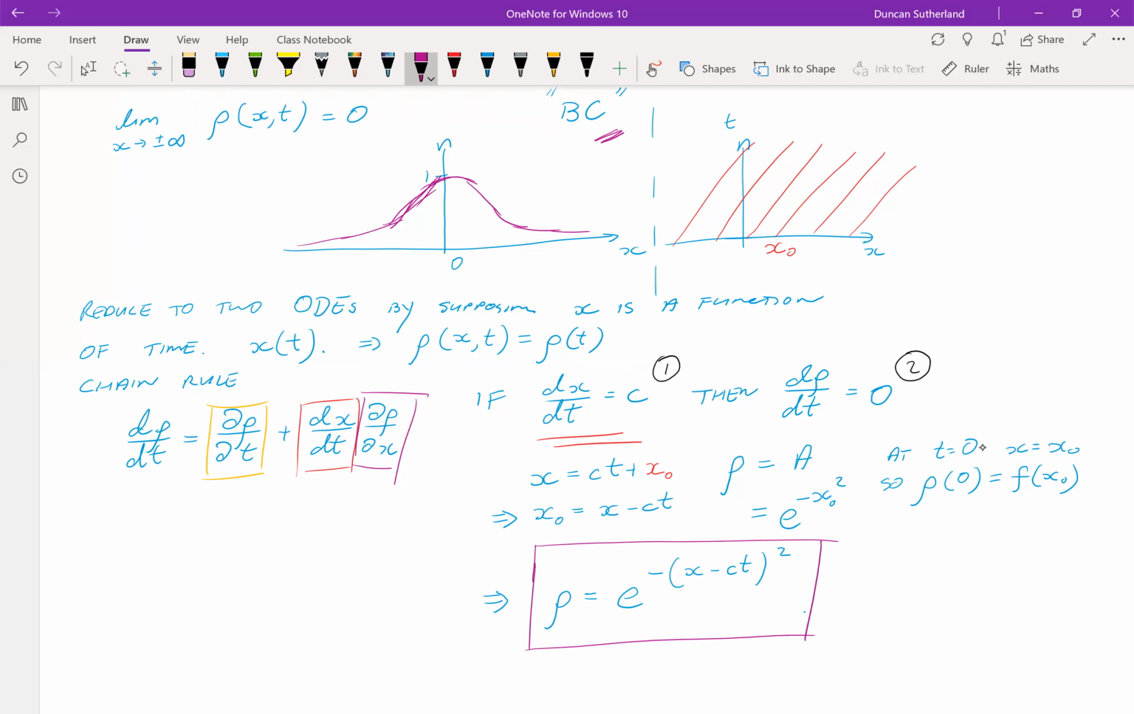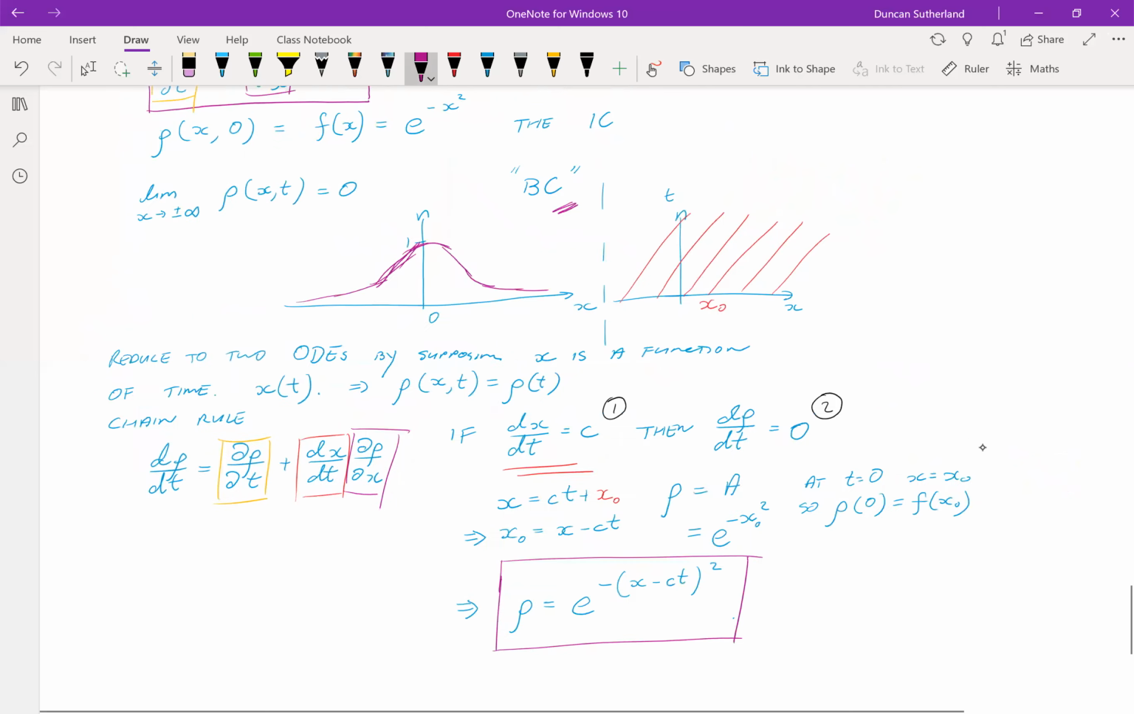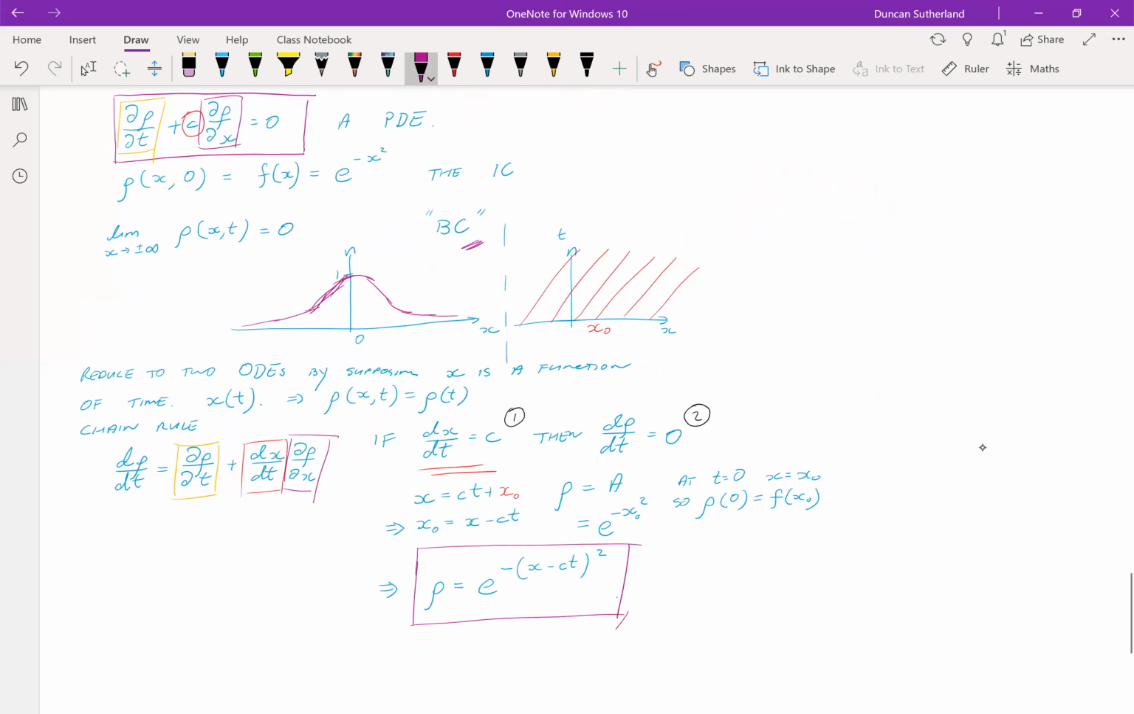You can verify that this is the true solution by substitution. You can take this, plug it in there, and you'll find it's equal to 0. The interesting thing about this is if you plot it at different space and time, it describes the initial pulse simply moving in one direction as time increases.